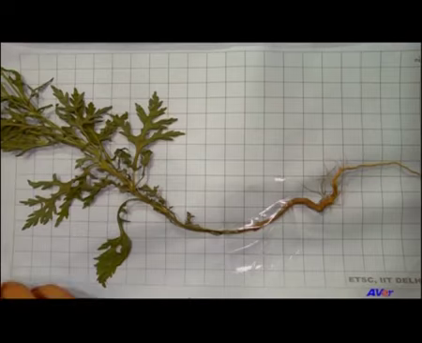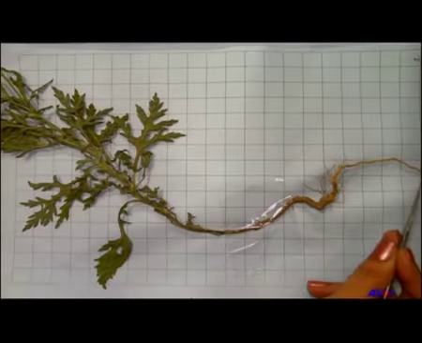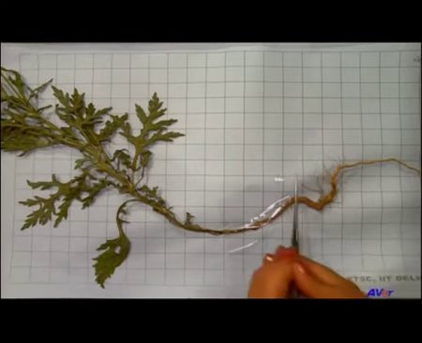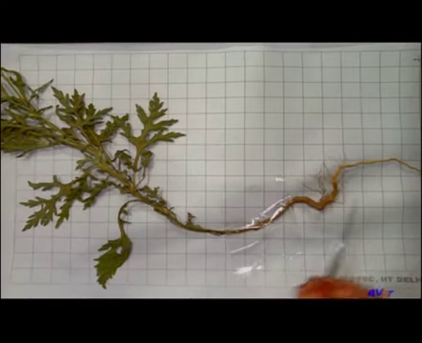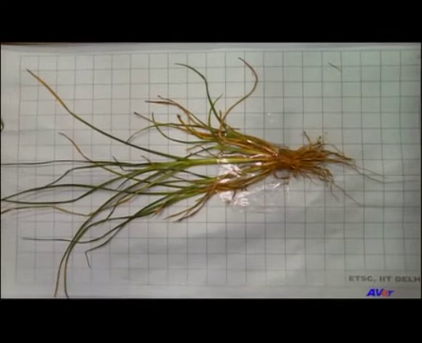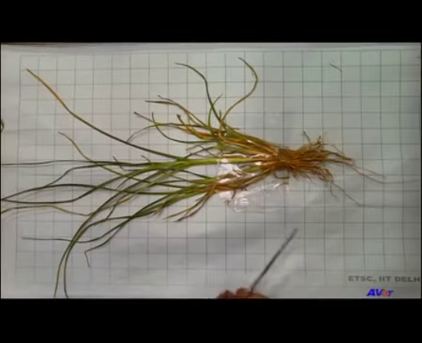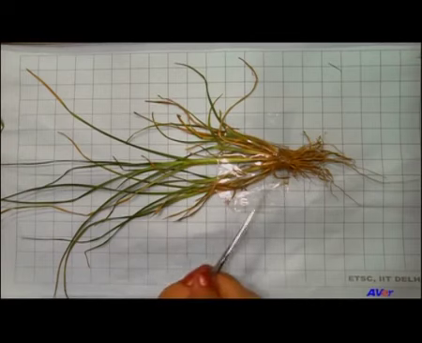Let us recall the points once again. In the tap root, the primary root is persistent and the primary root bears many lateral roots, as you can see them here. They are mostly present in the dicots, for example carrot or carrot grass. On the other hand, in the fibrous roots, the primary root is short lived and many roots arise from the base of the stem, and this kind of root is mostly present in the monocots, for example the grass.